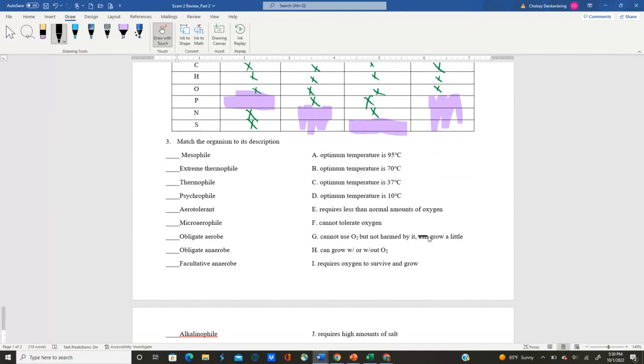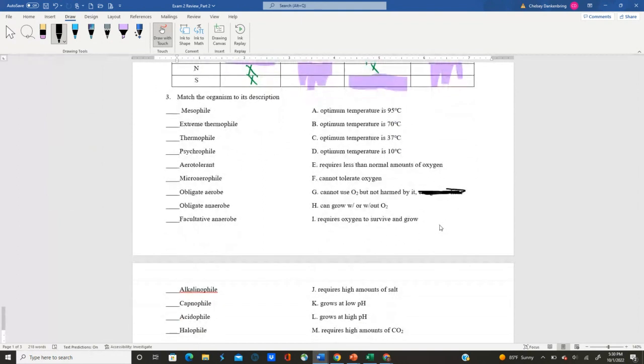So go ahead and on G here, just cross out the "grow a little." With science, you never want to use the term always or never, because there are always exceptions to every rule. And when I wrote this matching a year ago, I was much more concerned about wording things precisely, and it just confuses people. So take 30 seconds or so and do your best to match these up.